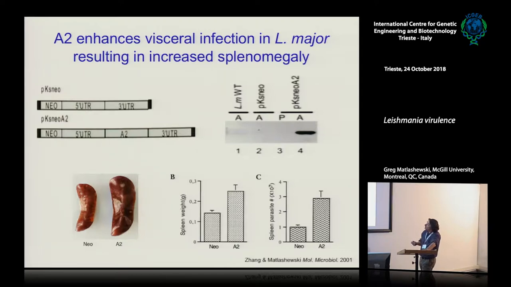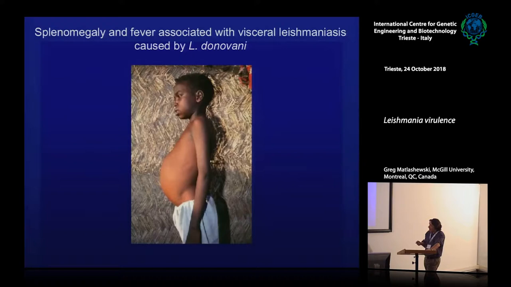And when you expressed A2, you could get higher levels of infection in the spleen. So you could get L major to have better survival in the liver and spleen. And in fact, it also caused a lot more splenomegaly as well. If you had L major with A2, it induced much larger spleens than control infections, as shown here. So this indicates as well that this is one of the proteins which is required for the parasite to survive in visceral organs. And having splenomegaly is consistent with what you see quite often in visceral leishmaniasis, where you have this larger spleen, and perhaps the larger spleen is due, at least in part, to the expression of this protein, which is specific to the visceral parasites.